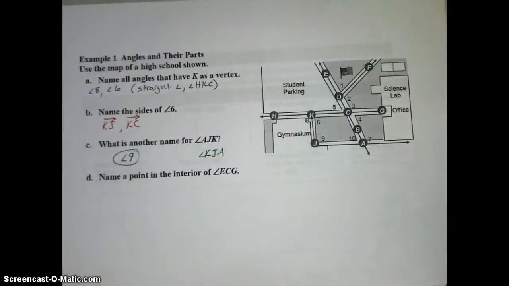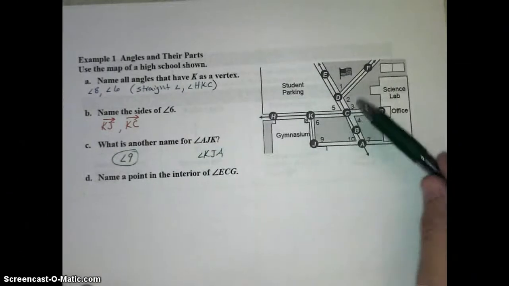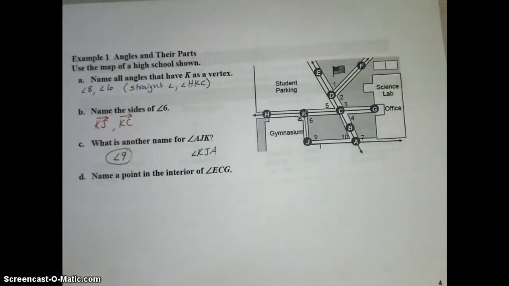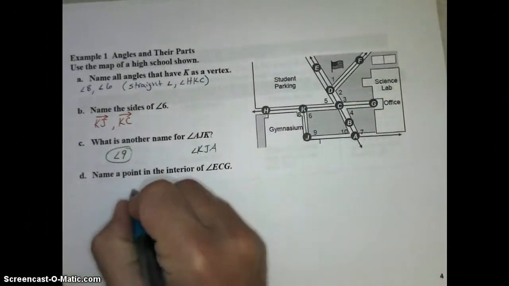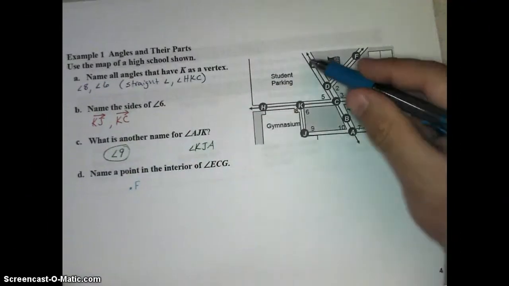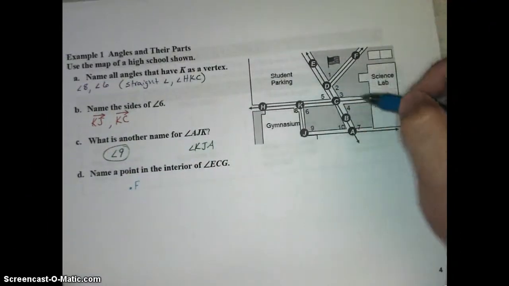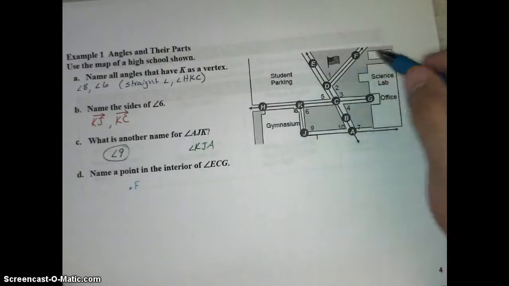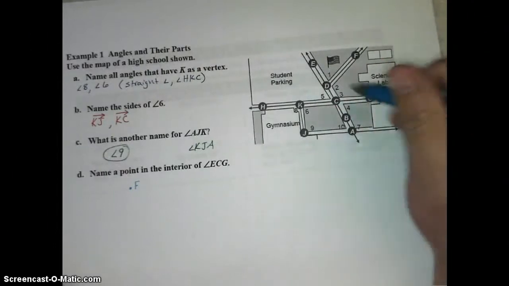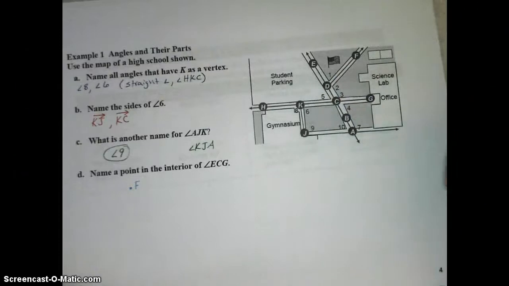And lastly, part D, a point in the interior of angle ECG. If you look at angle ECG, the only point labeled interior on the inside of this angle is this point F. Alright, D is on part of the angle, not in the interior, and so we have point F. The flag, if it were represented by a point, could be in the interior of angle ECG also.